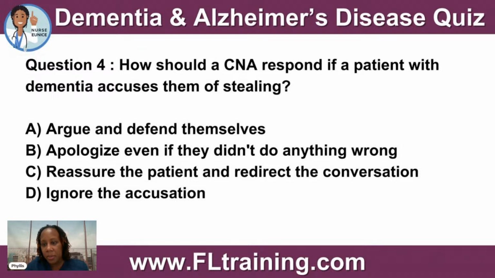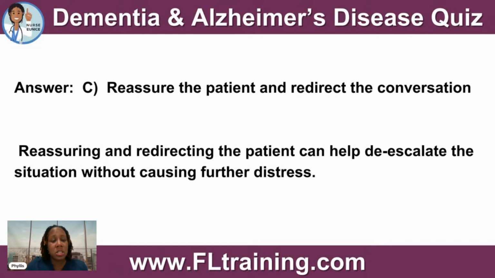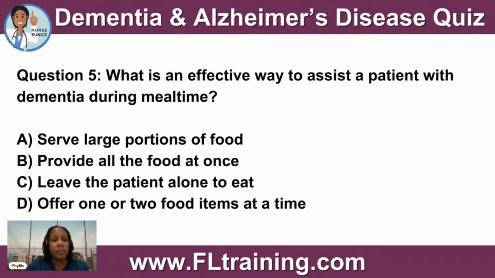All right, what we got coming in. I see D's, C. Got two C's, Abby C, Christine C. I see some B's. All right, so we're all over on this one. So let's see what the correct answer is. The correct answer is C. If you chose C, you are correct. Reassure the patient and redirect the conversation. Reassuring and redirecting the patient can help de-escalate the situation without causing further distress. All right, you guys, moving right along to the next one. Way to go if you chose C.